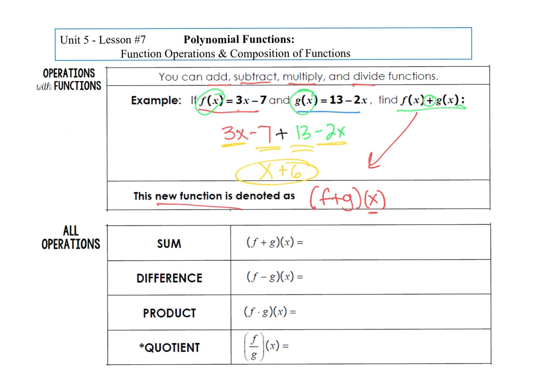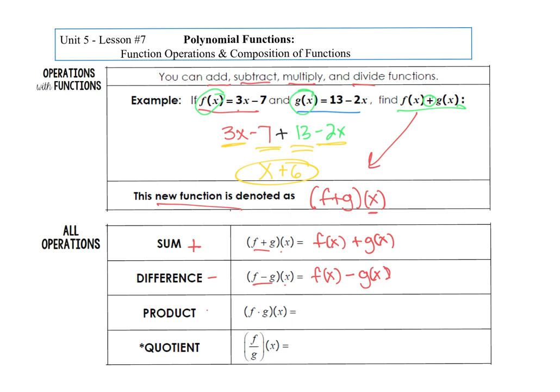So we have underneath here all of our different operations, okay? Sum literally means to add. So we just kind of did that one in our example. F plus g of x means we're taking our f of x equation and we're adding the g of x equation to it. Difference means to subtract. So f minus g of x means that we're going to take our f of x, it was given first, we're subtracting the whole g of x equation. And you would want to make sure you use parentheses around that second equation and distribute the negative in, because the whole second equation is getting subtracted from the first.